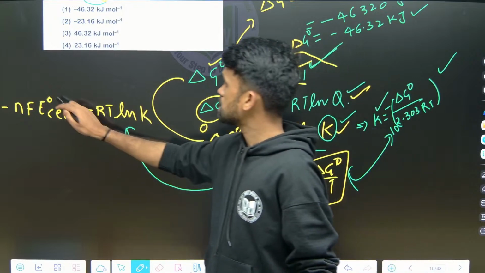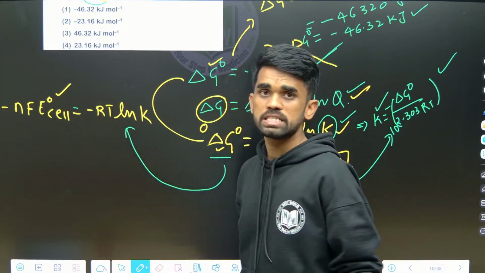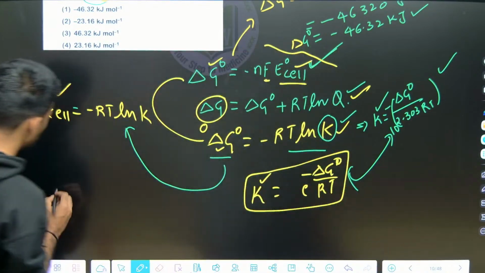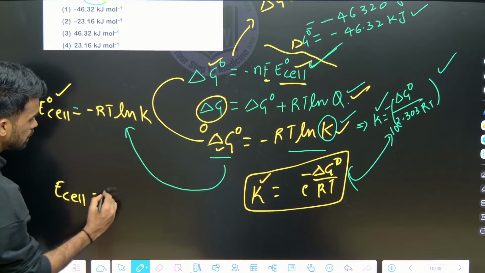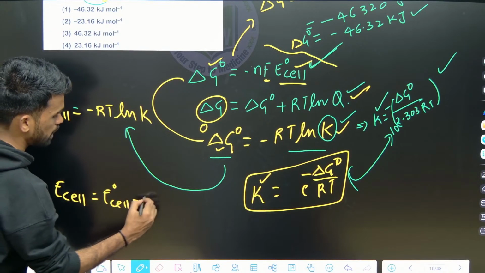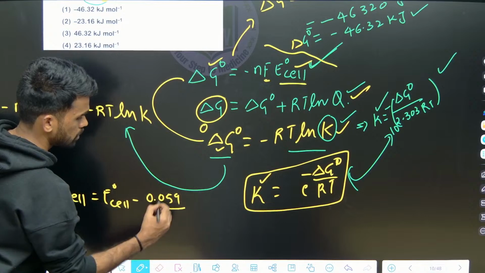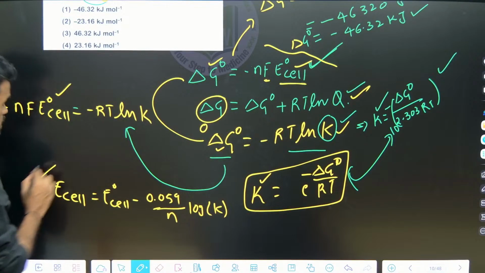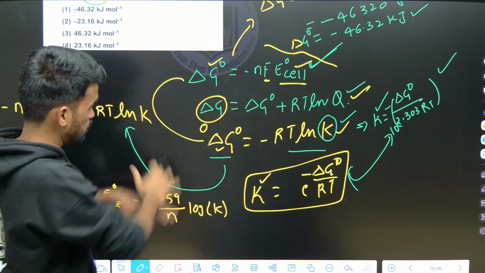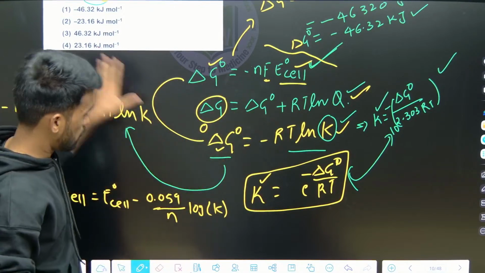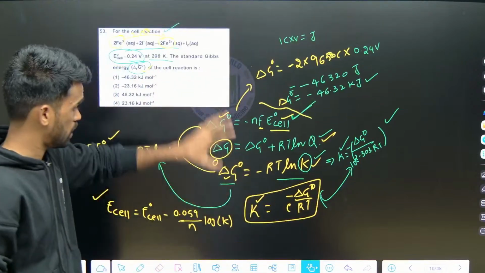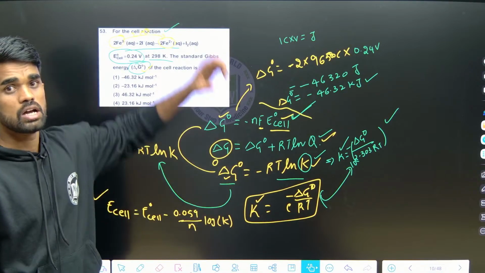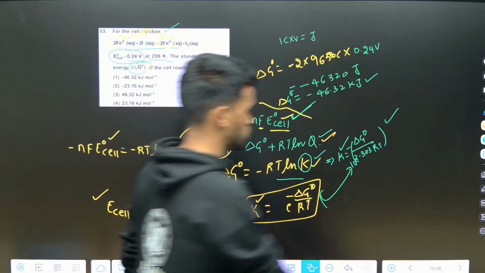Again, if they ask for E naught cell, you have to use the Nernst equation. So what is the Nernst equation? We have E cell equals E naught cell minus 0.059 by n log K. I have brought all the important formulas required for this particular chemical reaction. What is K here? Equilibrium constant, concentration of products by concentration of reactants you should take.